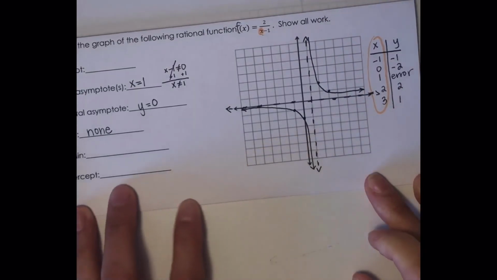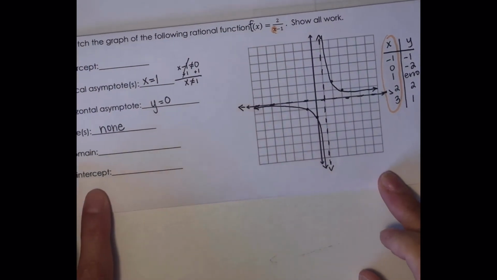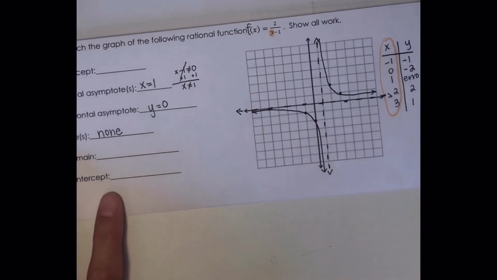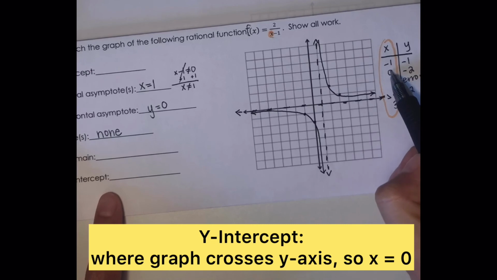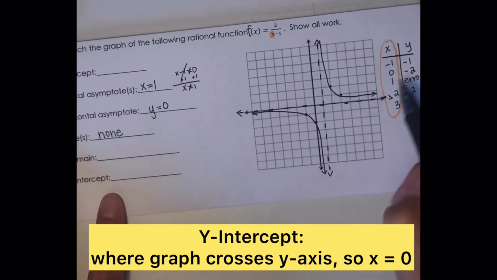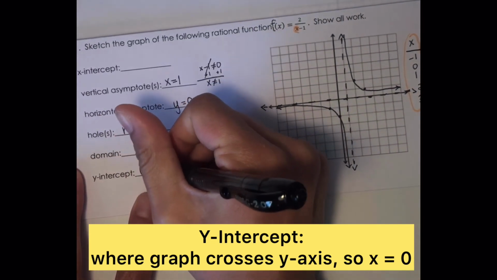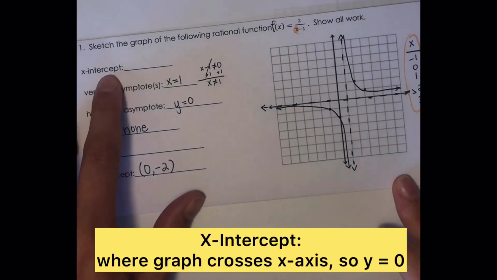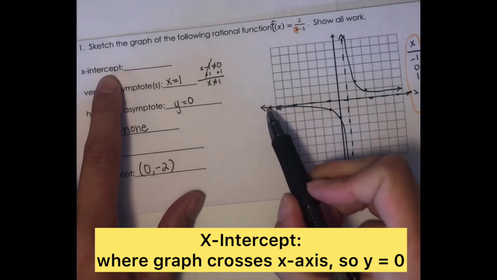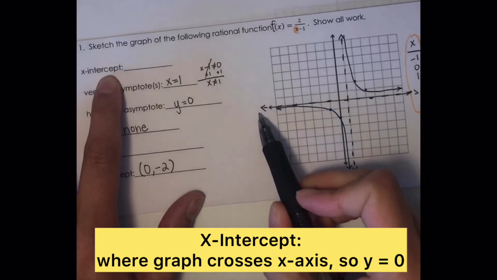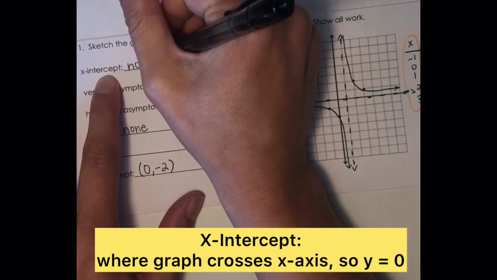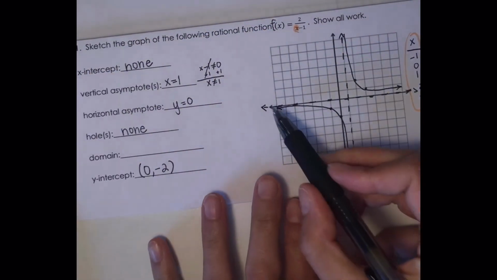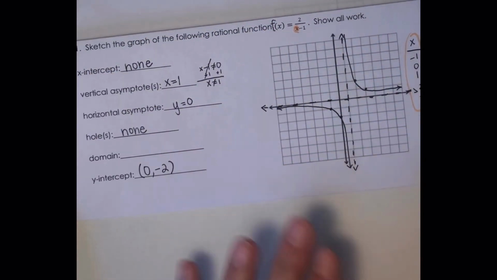All right, we could have answered x-intercept and y-intercept differently, but if you look at the chart, x is 0, y is -2, that means that our y-intercept is 0, -2. X-intercept, if you look at the graph, because we have this horizontal asymptote at y equals 0, there is no x-intercept. We can never cross this asymptote right here, so there's no x-intercept.